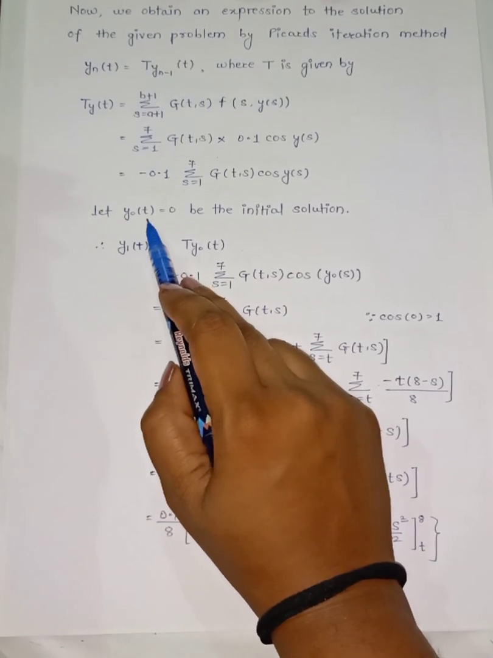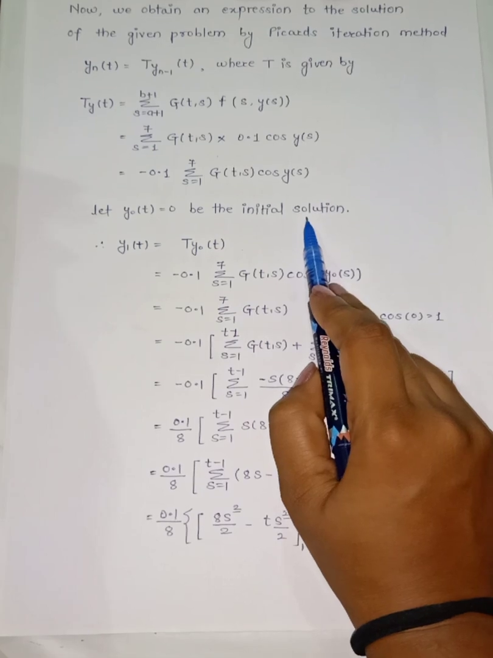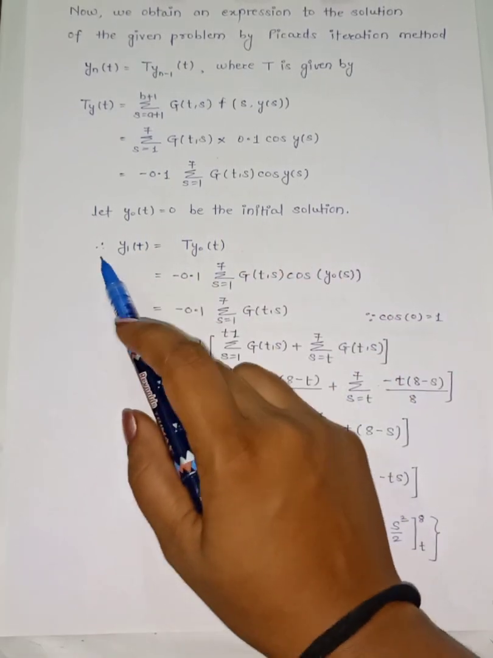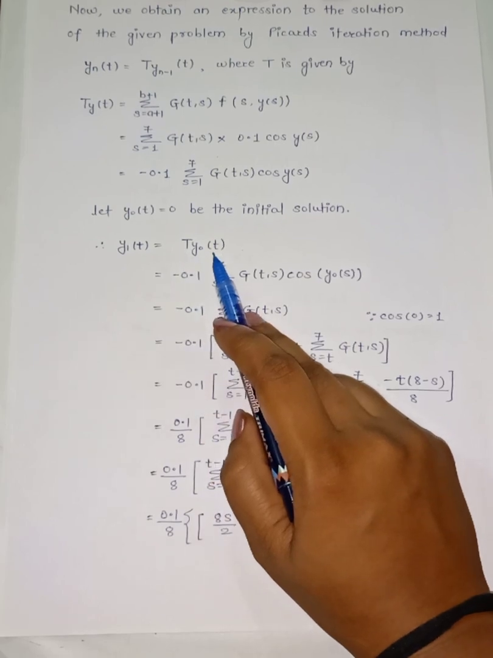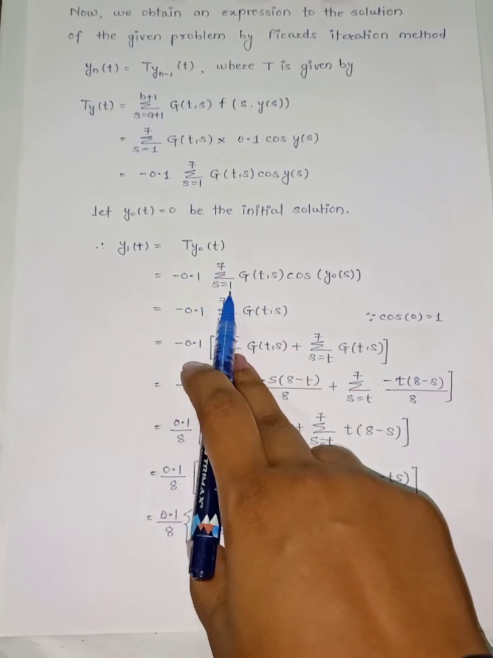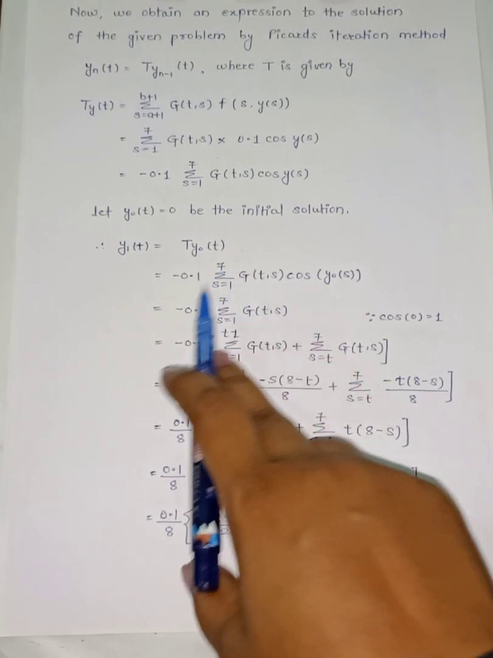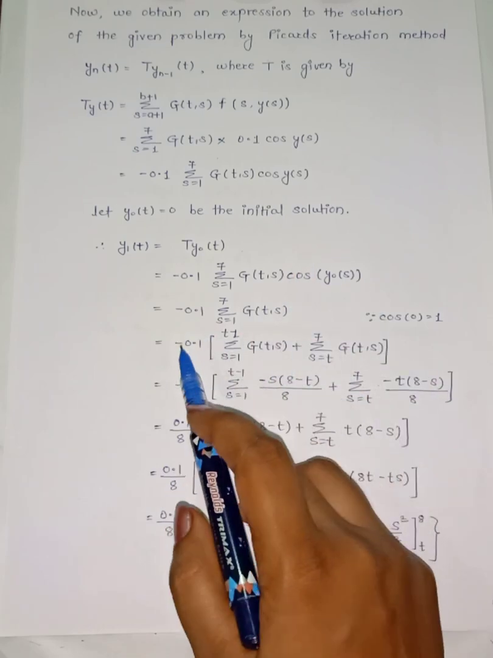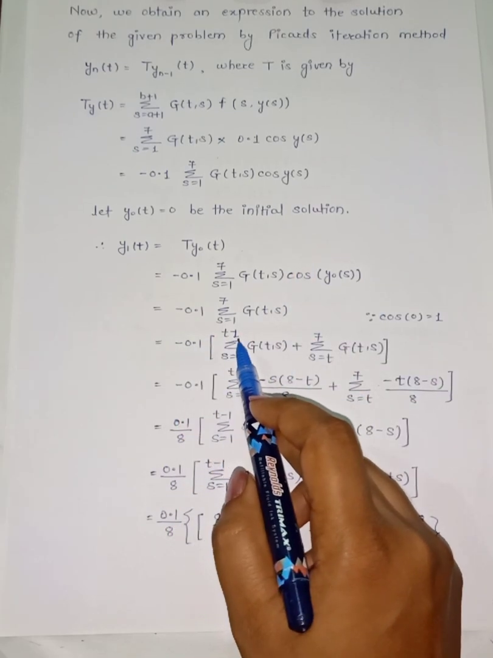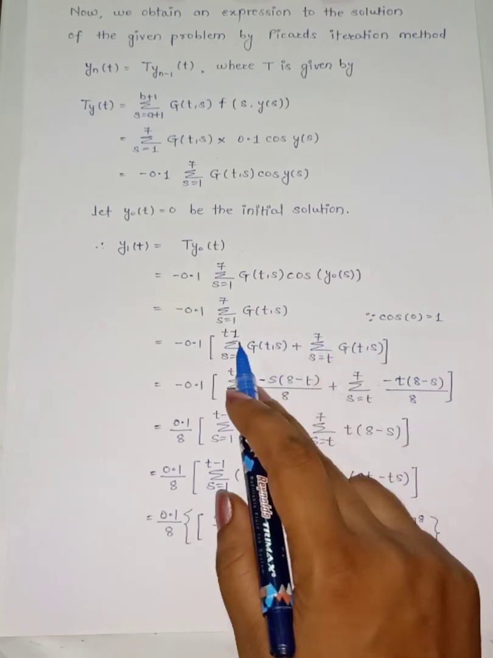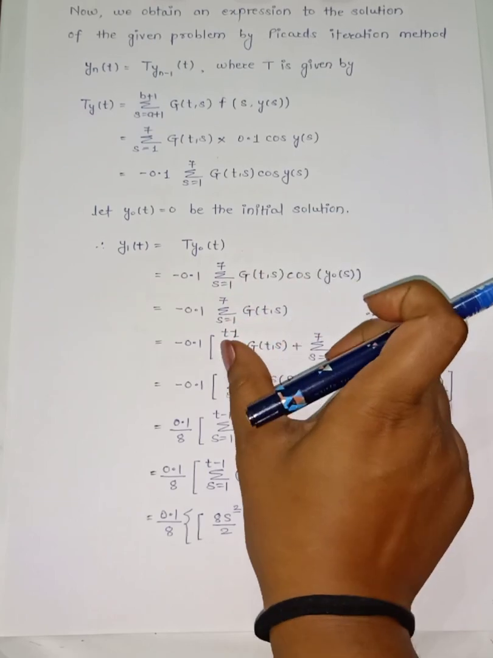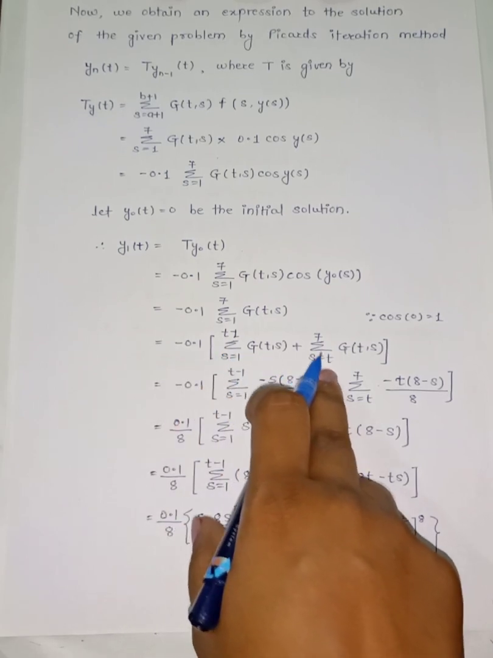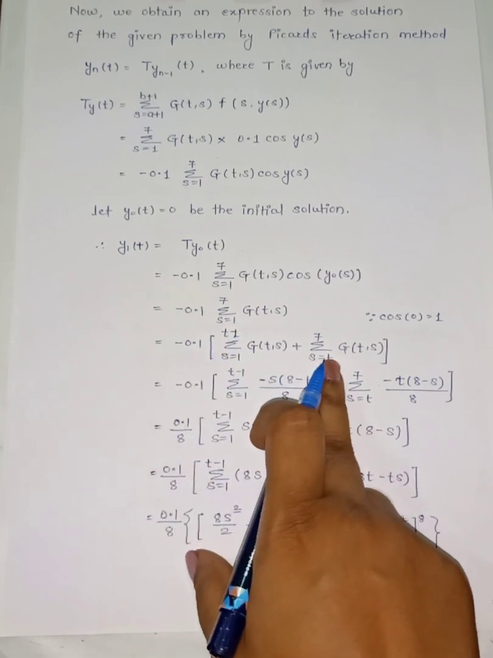Now let y0 of t equals 0 be the initial solution. So y0 of t equals 0, we considered as the initial solution. Therefore y1 of t equals T y0 of t, that is equal to minus 0.1 summation from s equals 1 to 7 g of t,s cos y0 of s, equals minus 0.1 summation from s equals 1 to 7 g of t,s. We divided this limit 1 to 7 into two parts: one will be s equals 1 to t minus 1, the second will be s equals t to 7. So t minus 1, then t and t to 7.